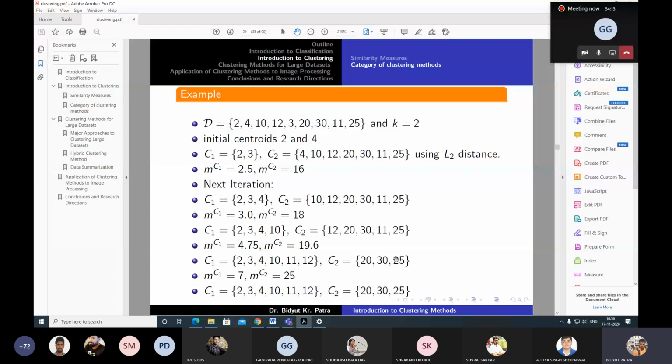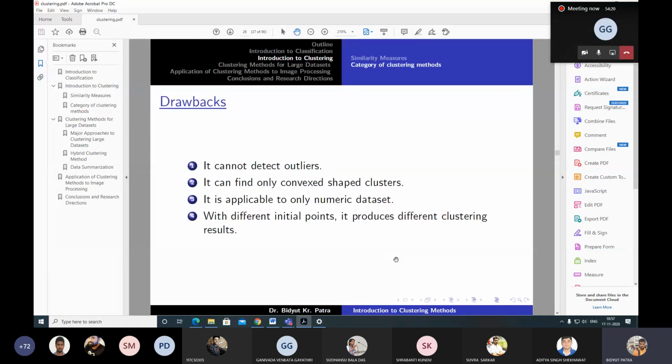So k-means has some drawbacks. It cannot detect outliers. It can find only convex shape clusters. It is applicable to only numeric data. This is very important. This algorithm is applicable only to numeric data because each time you need to find the mean, so you cannot compute the mean for categorical data.